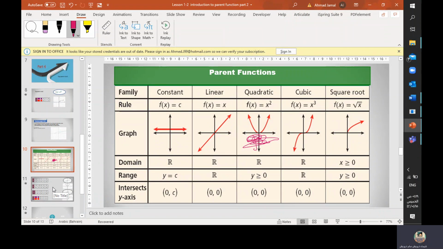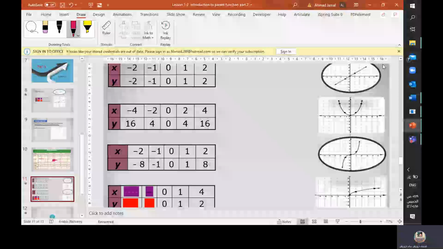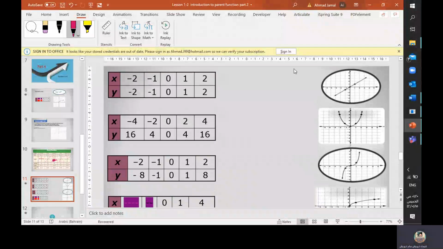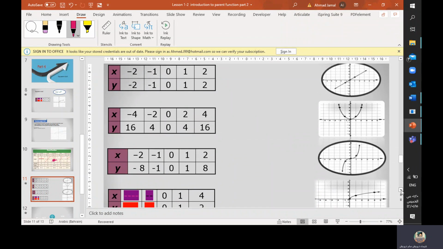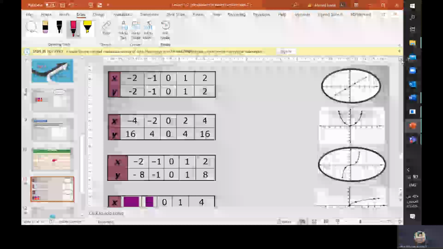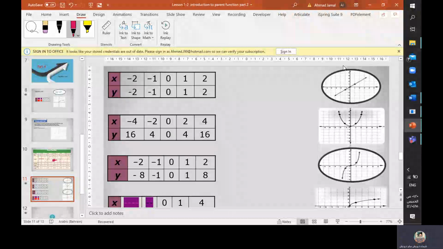Domain and range will be clear if we look at this table. We studied before the linear and the quadratic, and this is the table for x to the power of 3, and this is the original table for the square root. Look at x here, you can find the domain very easily. Here, x means domain, and y means range.